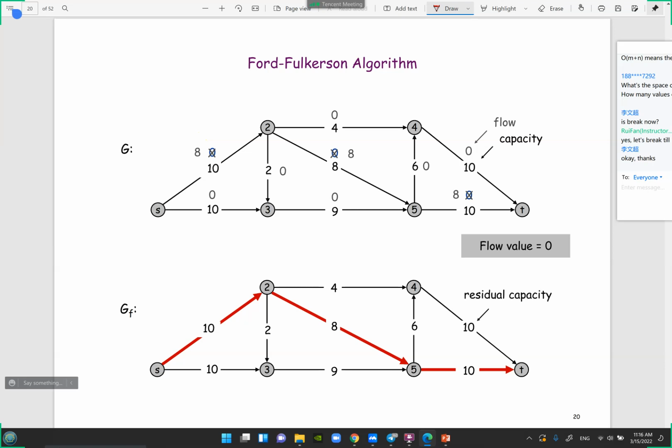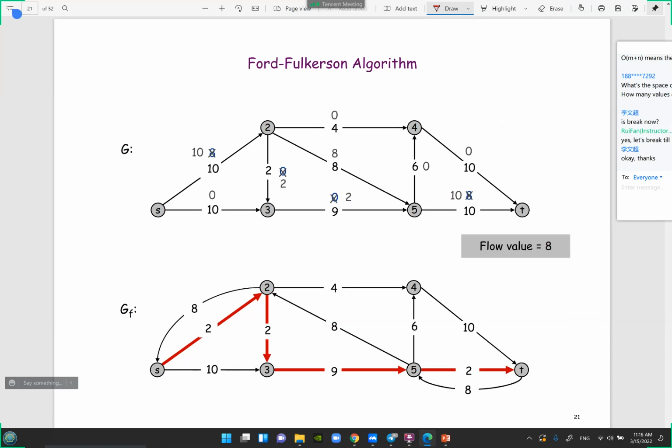Now, how much flow can you send on the red path? You can only send the minimum residual capacity on this path, which is the minimum of 10, 8, and 10. That's going to be 8. So we can send 8 units of flow on this path, so we change the flow along this path to 8. We don't change the flow anywhere else, because we only have this one augmenting path right now. That produces a flow of value 8.